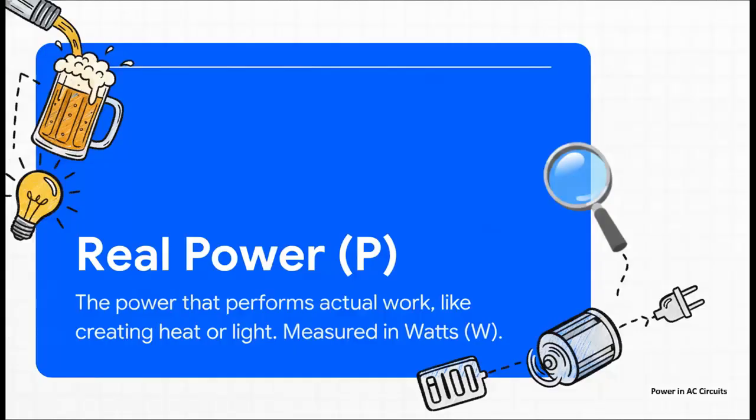To make this super clear, let's use an analogy. Think of a big frosty mug of beer. Real power? That's the actual beer. It's what you paid for, and it's what you actually want to drink.